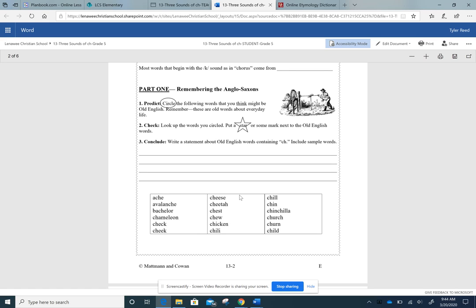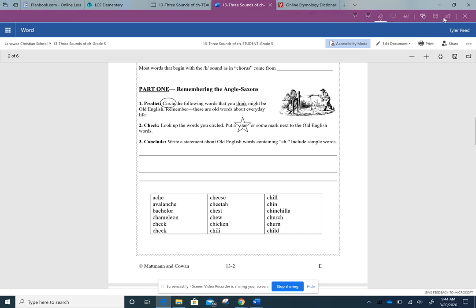And then we are going to make a conclusion. So it says, write a statement about Old English words containing the ch, including sample words. So then what we're going to do is write a summary on these lines right here of what we think is the theme between all of the CH words that are listed, or the CH words that we figured out were Old English. So let's give it a shot here.